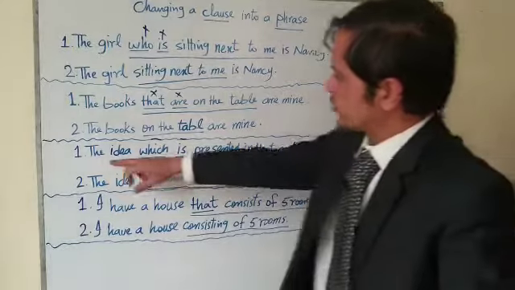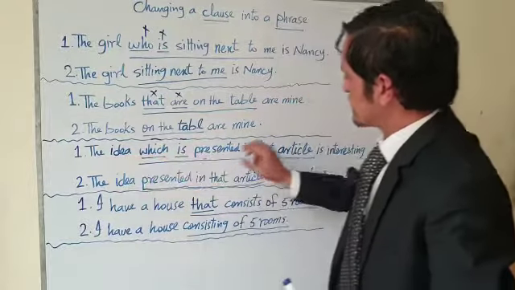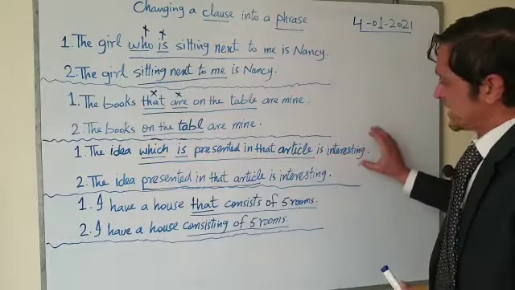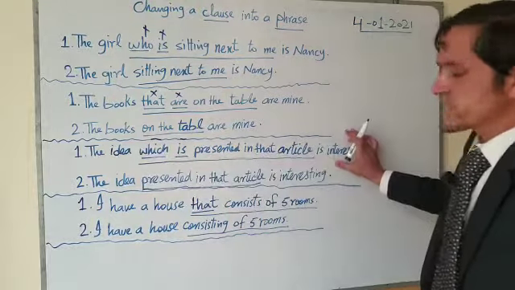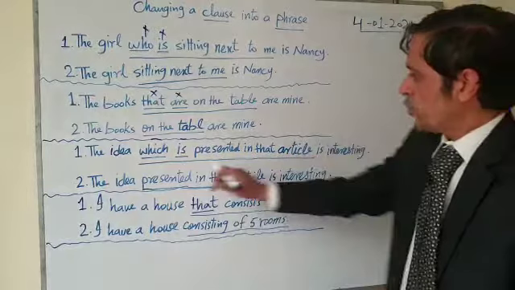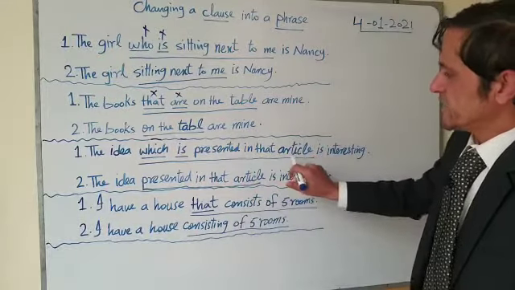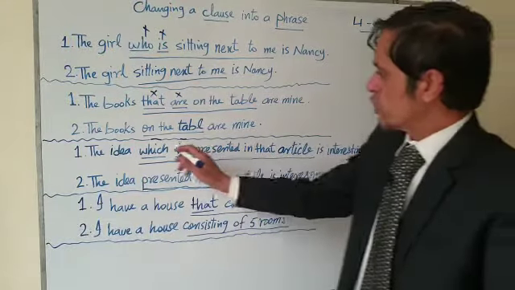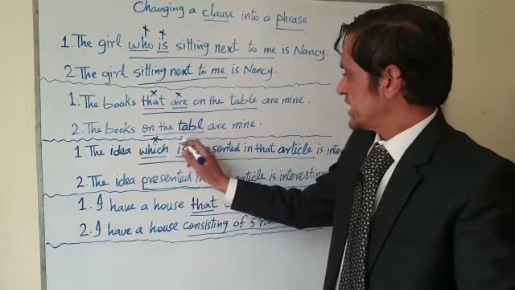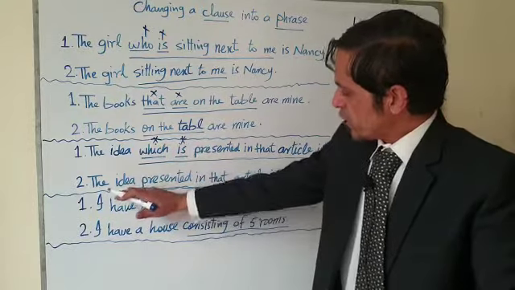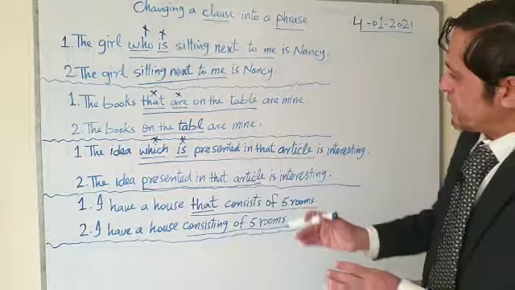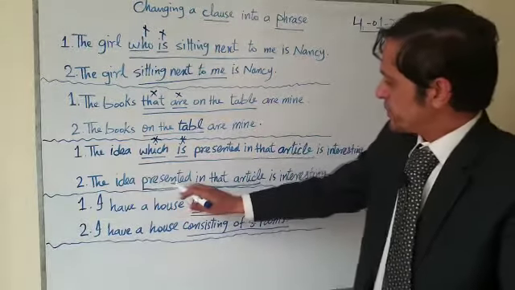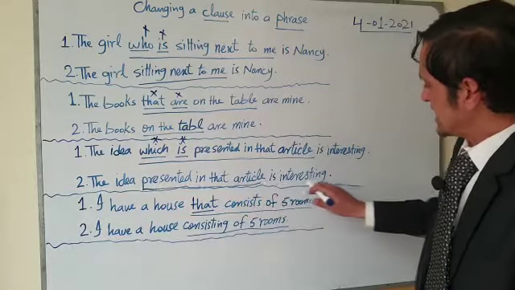Now look at this one. The idea which is presented in that article is interesting. Here, "the idea is interesting" is the independent clause, and "which is presented in that article" is the adjective clause. So we will remove this subject and this to be verb, and this will become a phrase. So: the idea presented in that article is interesting.